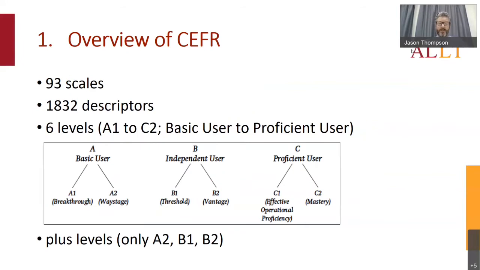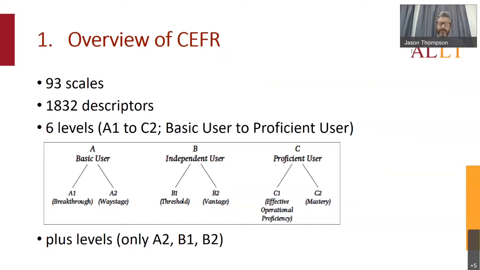So in the latest companion volume, there are 93 scales, and these range from addressing audiences, reading instructions, writing notes, to things like grammatical accuracy, vocabulary range, and other scales. And these scales make up 1,832 descriptors in total from those 93 scales.